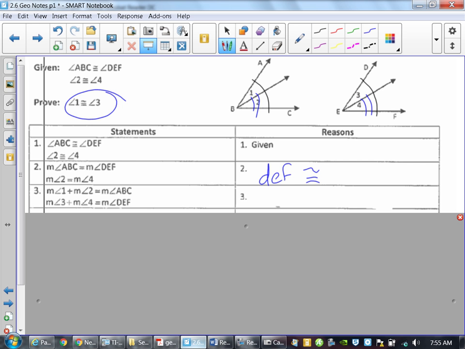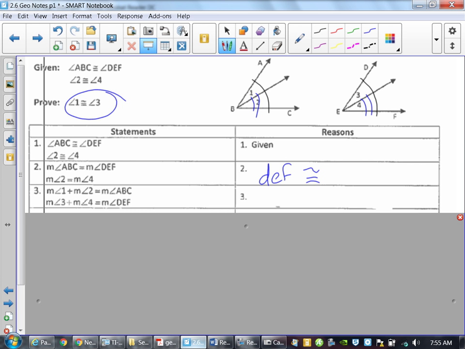What are they adding together? Angles. So when you add two angles together to get a larger angle, what property is that? Segment addition. Come on. What is it? Angle addition.